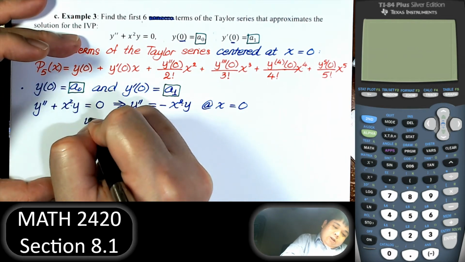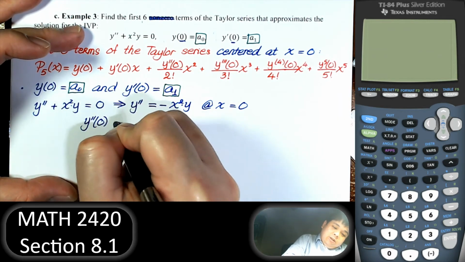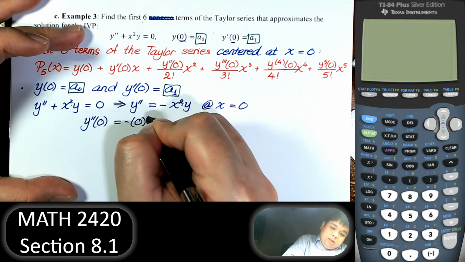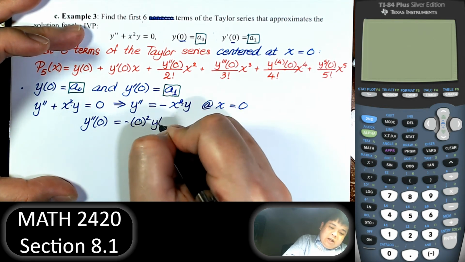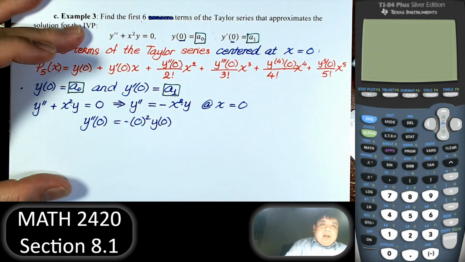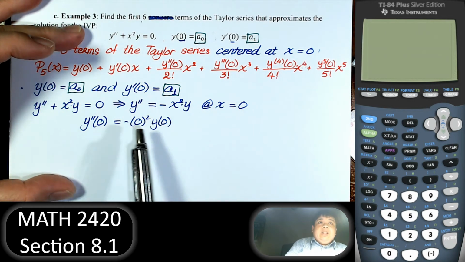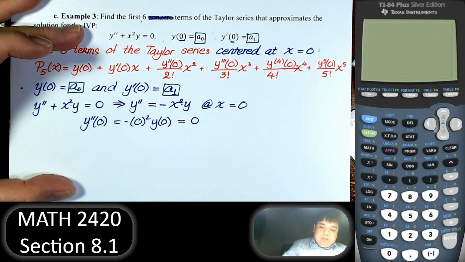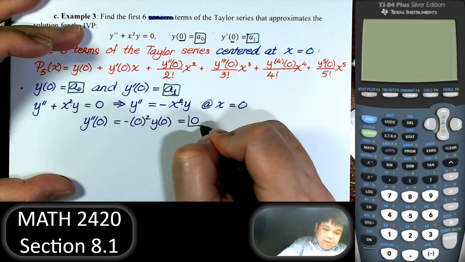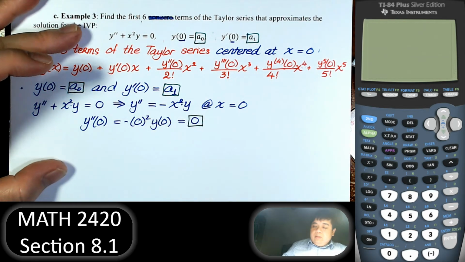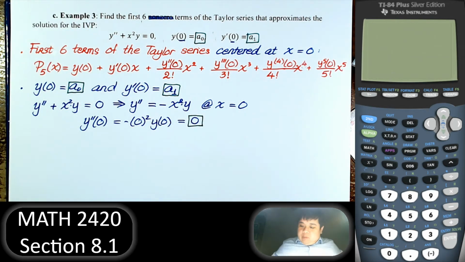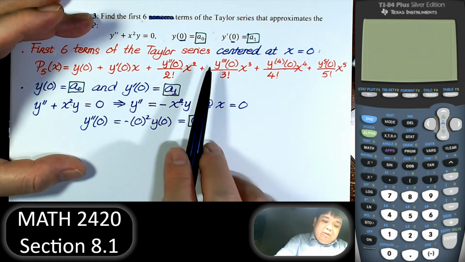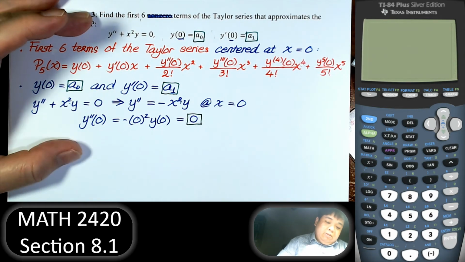Then evaluate at x equal to 0. We have y double prime at 0. Put 0 for x, and y of 0 is there. There's 0 there, 0 times anything is 0. Right, so that's good there. Next, we have the second derivative. Now we go to the third derivative, fourth and fifth.